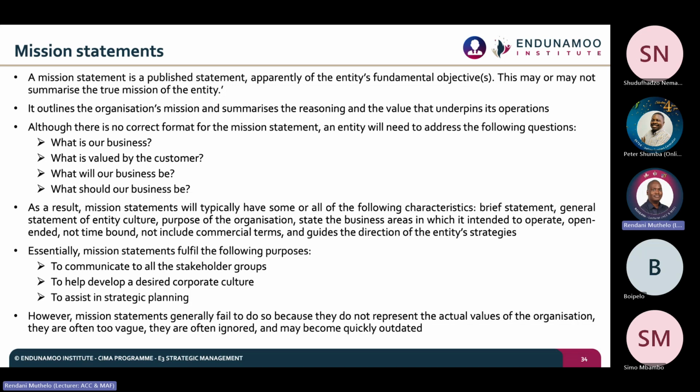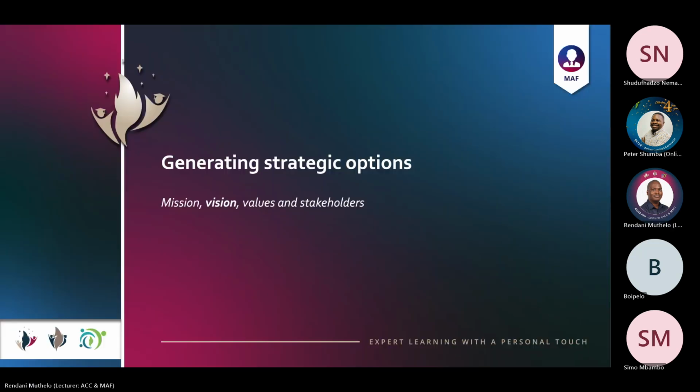So the key takeaway is what? The mission is the fundamental objectives of the entity. Whereas a mission statement is simply a published statement about those objectives, which may or may not reflect our true intention. And it should meet or tick some boxes for it to be considered appropriate. That is the mission. Then the vision. So the mission is the fundamental objective.